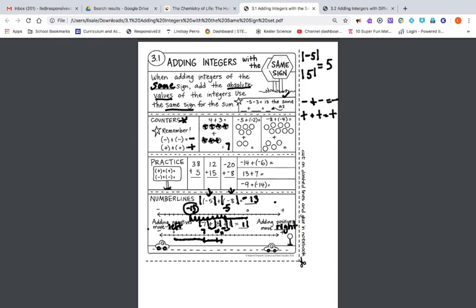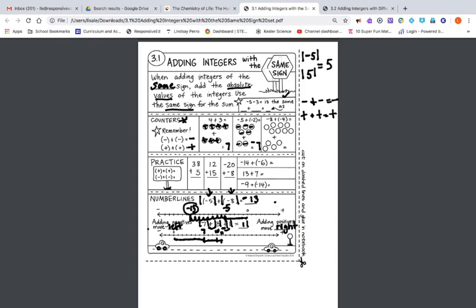Here I have negative 5, so this is 1, 2, 3, 4, 5 negatives. And I'm going to add another negative 2. So all together, think about absolute value: 5 and 2 is 7. Stop and pause, look at the sign. They're negatives, so I'm keeping my same sign.